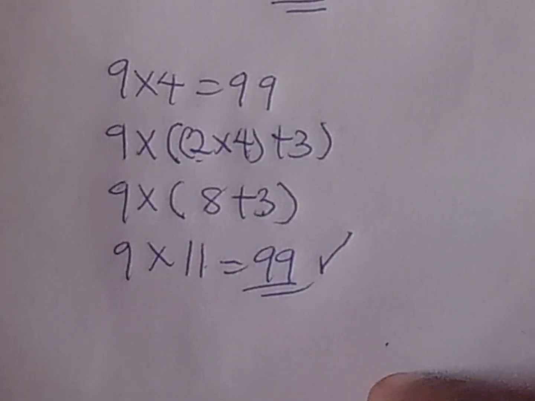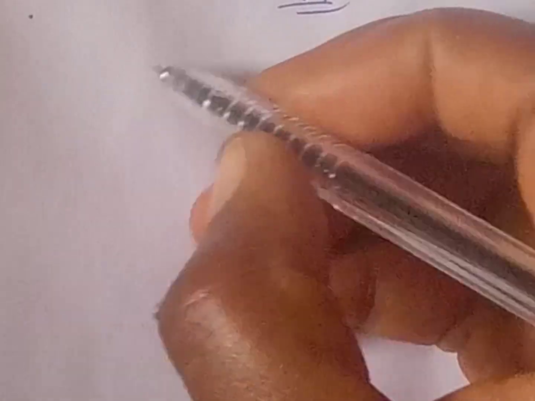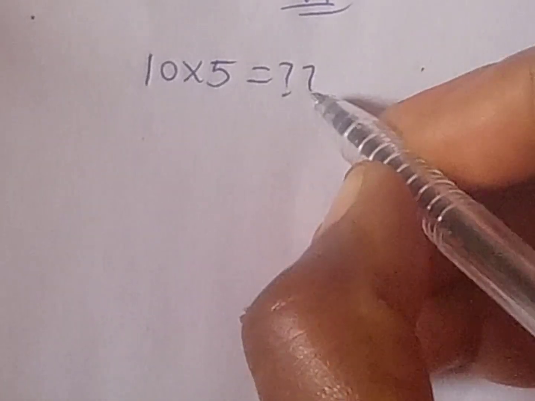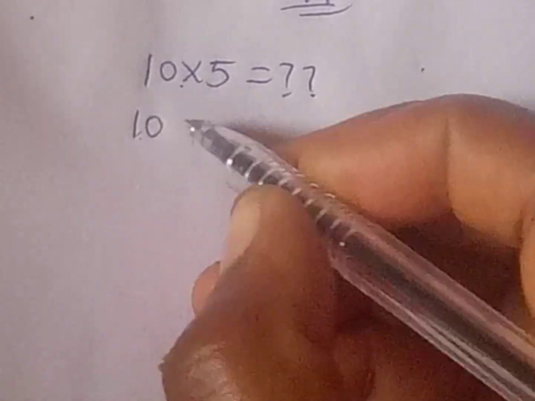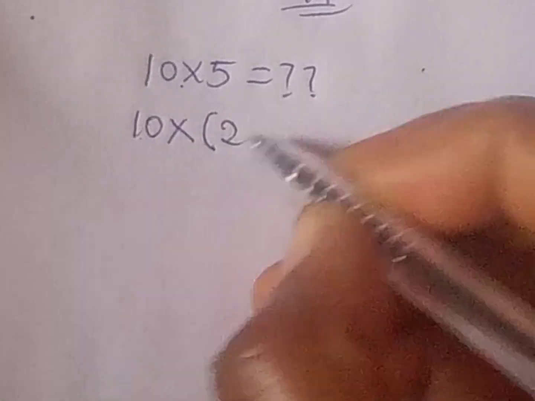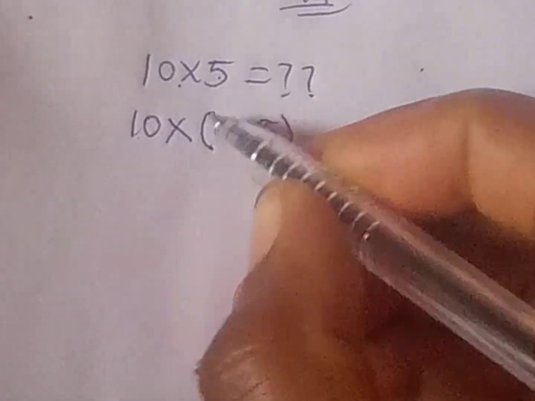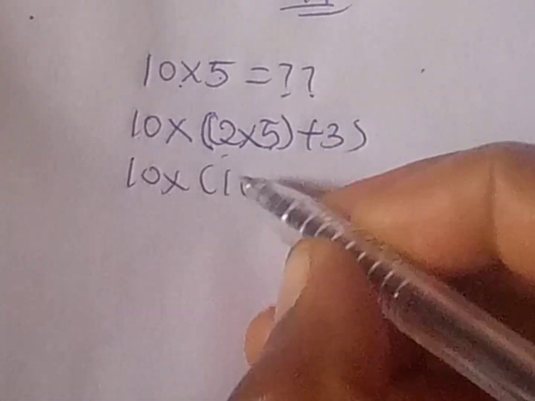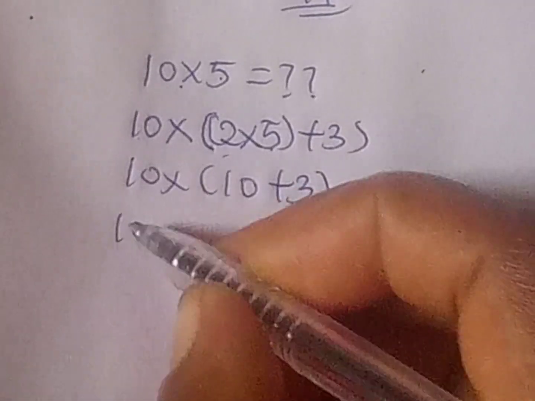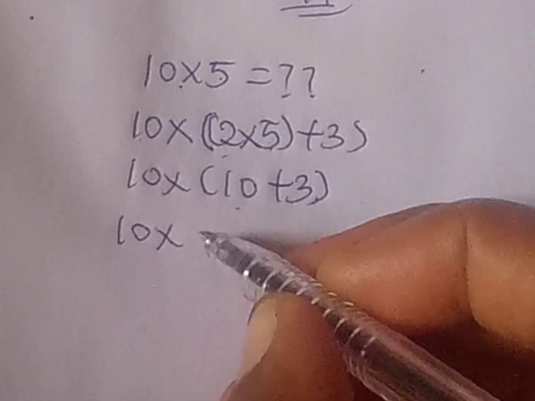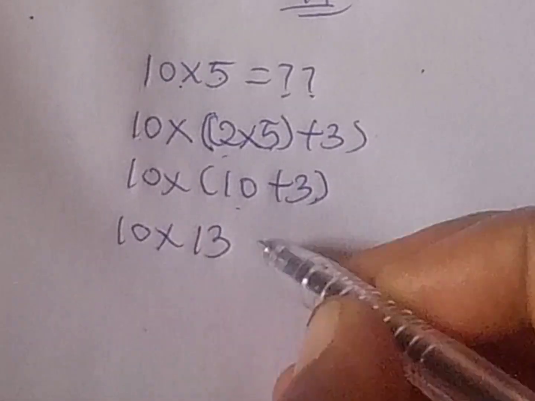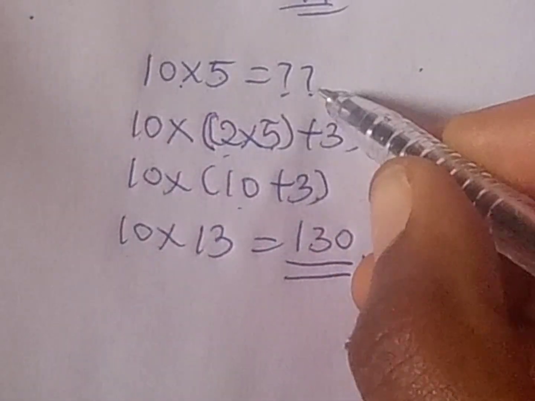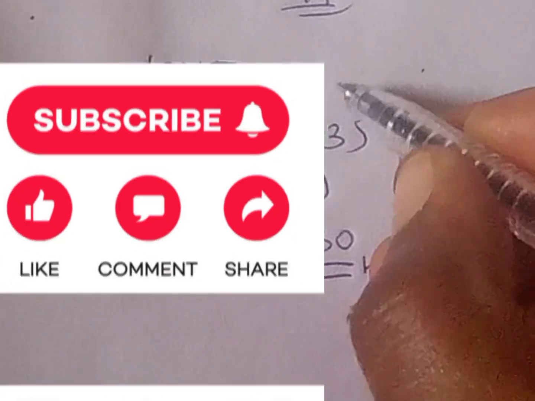Now let's solve the question before us, which says 10 times 5 equals what? Using the rule above, first number, which is 10, multiplied by, open bracket, 2 times second number 5, close bracket, plus 3. 10 times, 2 times 5 is 10. 10 plus 3. Now we have that 10 times, 10 plus 3 will give us what? 13. So 13 times 10 will give us 130. This is the answer to the puzzle given to us. So 10 times 5 equals 130.